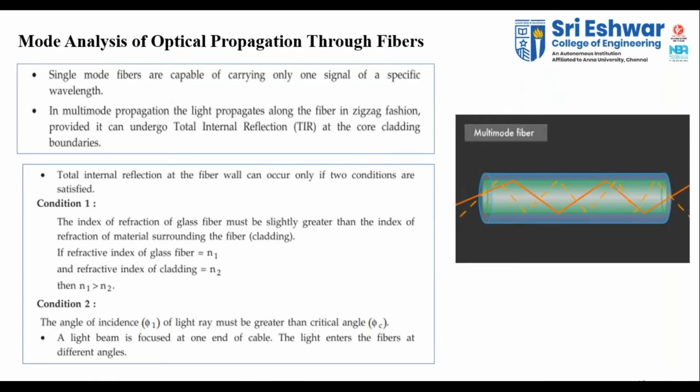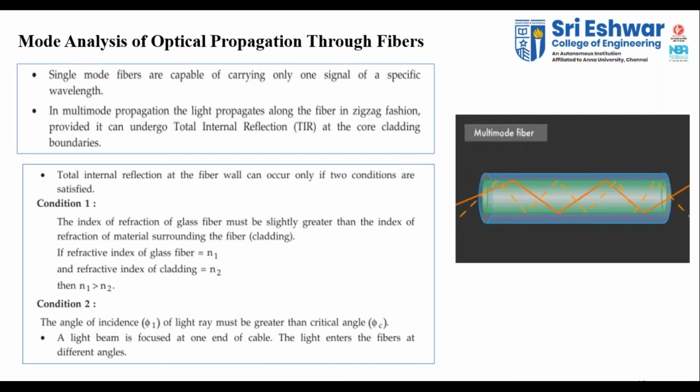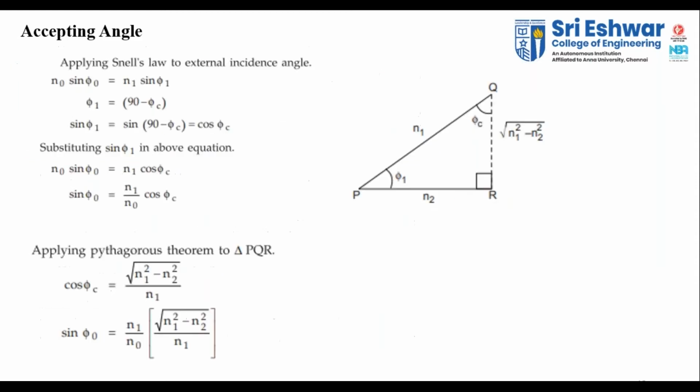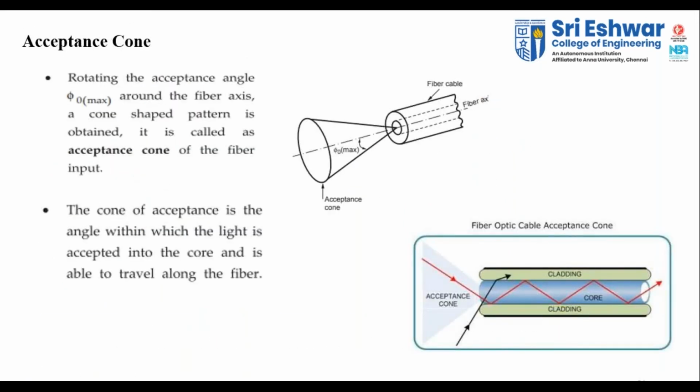In mode analysis, we have two conditions. Condition number one is N1 greater than N2. N1 is the refractive index of medium one, which is your core, and N2 is the refractive index of the cladding. The second condition: theta I should be greater than theta C. So we apply a simple equation, and we get the acceptance angle, then the acceptance cone.